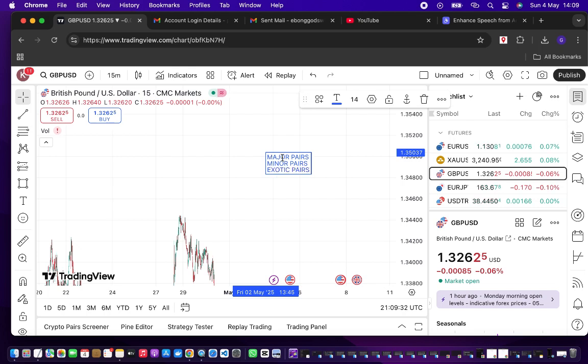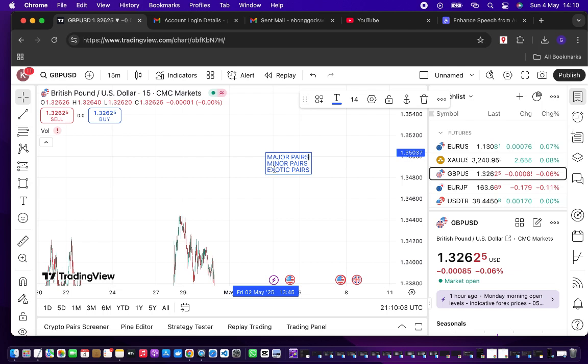So the major pairs are pairs that are listed against the United States dollar. For instance, GBP/USD is a major pair, EUR/USD is a major pair because it is listed against the United States dollar, while the minor pairs are pairs that are not listed against the United States dollar. So an example of a minor pair is EUR/JPY.